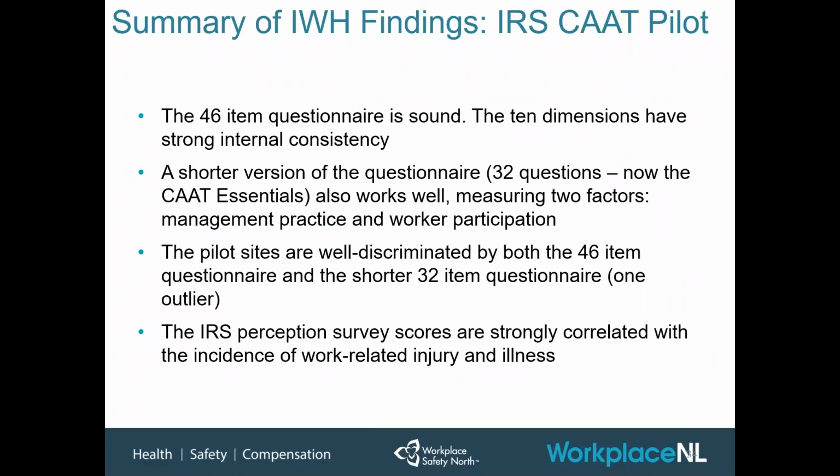To summarize this, Dr. Cam Mustard, who's president and senior scientist for the Institute for Work and Health, states the following. The 46 item questionnaire is sound. The 10 dimensions have strong internal consistency. A shorter version of the questionnaire, 32 questions, which is now known as CAT Essentials, also works well, measuring two factors of management practice and worker participation. The pilot sites are well discriminated by both the 46 item questionnaire and the shorter one. The IRS Perception Survey scores are strongly correlated with the incidence of work-related injury and illness.